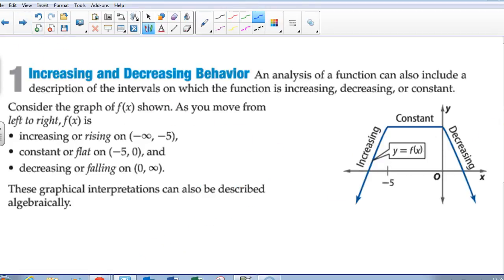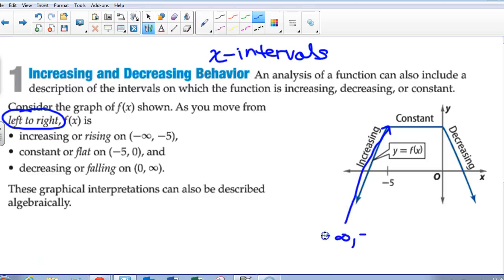All right, here's a nice example of a graph and a slide that tells you that you always do the increasing and decreasing left to right. That's all it is. As I read the graph left to right, what is the value doing? So if I go over here, I'm going up, so that is the increasing portion. You will state this in x intervals, not y values, x values. So from the left hand until it got to -5, it was increasing.